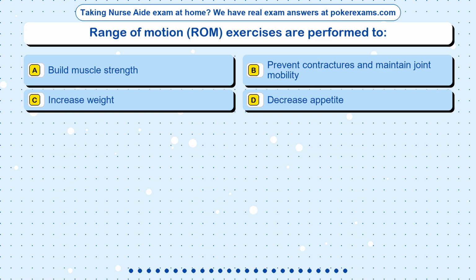Question 20. Range of motion, ROM, exercises are performed to: Option A, build muscle strength. Option B, prevent contractures and maintain joint mobility. Option C, increase weight. Option D, decrease appetite.